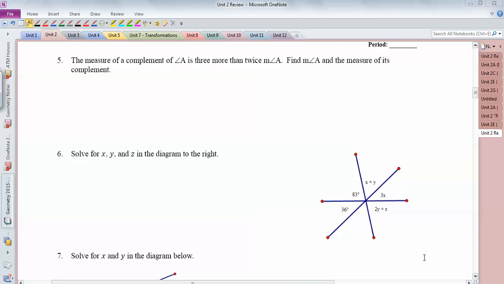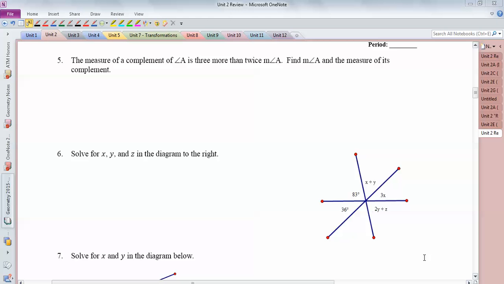All right, so let's take a look at the Unit 2 review, the second page. We'll work our way through these problems. So in number 5, the measure of a complement of A is 3 more than twice the measurement of A. Okay, find A and its complement.